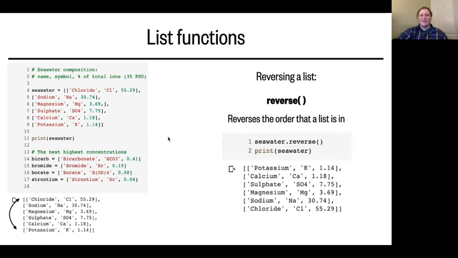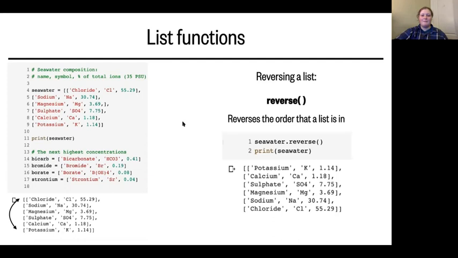Now let's talk about reverse. This one is pretty self-explanatory. You use the reverse function, seawater.reverse, and it turns the list on its head. So instead of chloride, sodium, magnesium, sulfate, calcium, potassium, it's the other way around, right? It's potassium, calcium, sulfate, magnesium, sodium, and chloride.